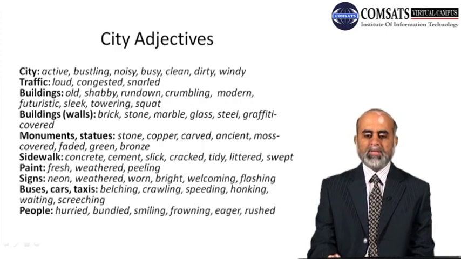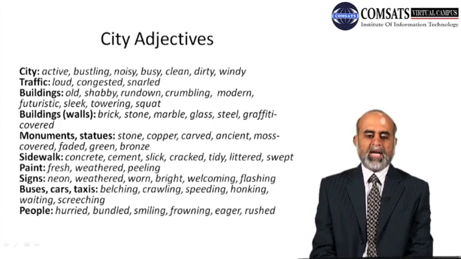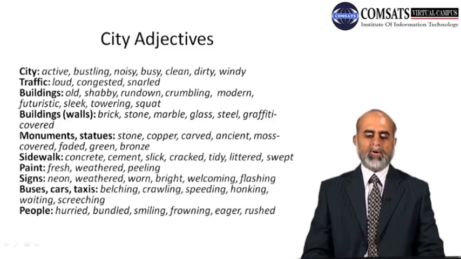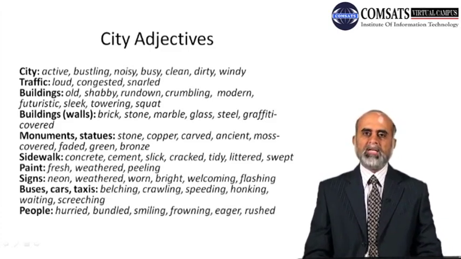Okay, now we come back to the cities again, and very often we are asked to describe activities in a city, as earlier we learned about activities in London. So what kind of adjectives can we use for a city? A city can be active, it could be bustling. Hustling and bustling means that there is plenty of activity going on all the time. It could be noisy, it could be busy, it could be clean, dirty, or windy. Like Karachi is windy because it is a coastal city.